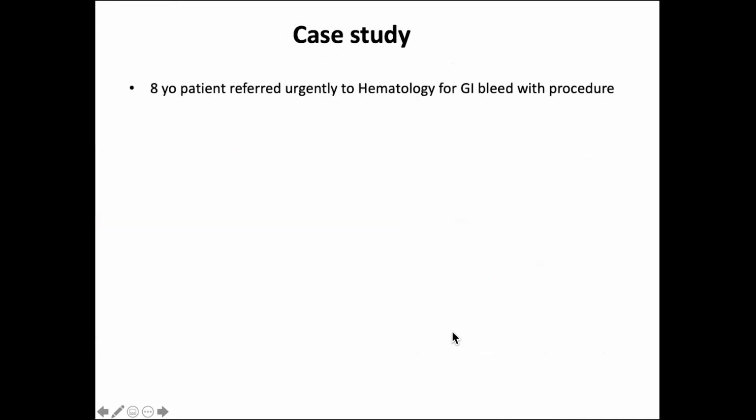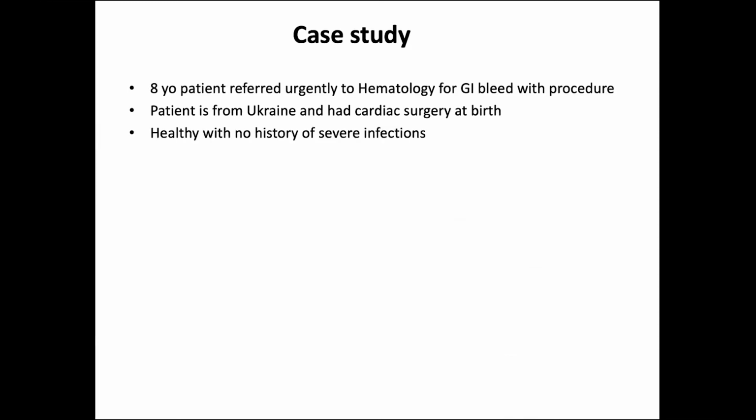So this case in particular was an 8-year-old patient who was referred to us urgently from hematology. The patient had a GI bleeding with a procedure, and the hematologists were called because the bleeding would not stop. And what we heard about at that time through our colleagues in hematology is that the patient was from Ukraine and had a cardiac surgery at birth, but it was unclear whether there was a genetic disorder underlying this cardiac defect. And otherwise, the mom reported that the patient was healthy with no history of severe infections, and the parents were mainly concerned for celiac disease, and this is why they had an intervention with gastroenterology.